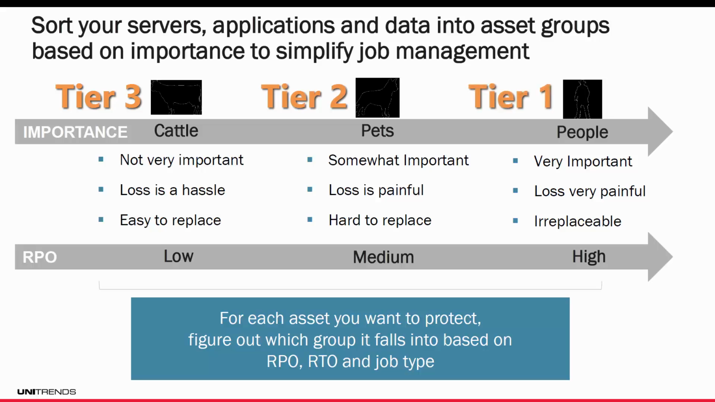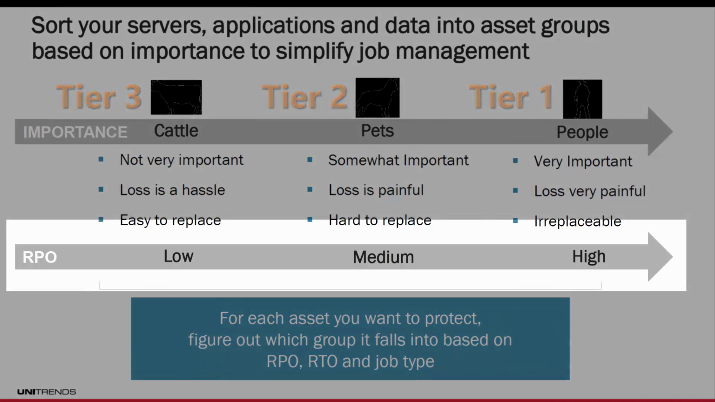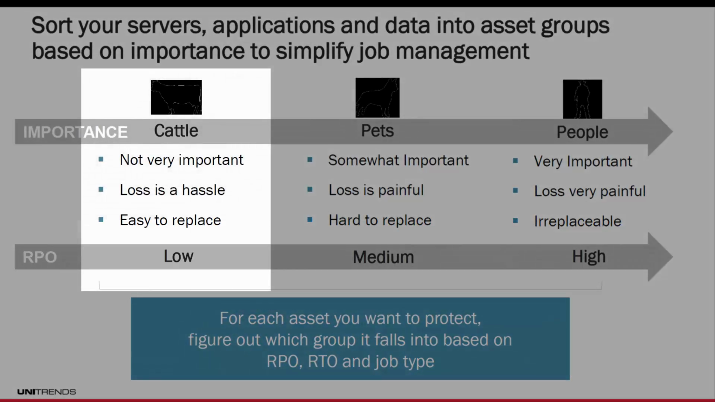Now, we break these down because it helps us associate the recovery point objective. While cattle servers are not very important, you expect loss to be kind of a hassle, but they're easy to replace. That gives a low recovery point objective. You don't have to back them up as often.